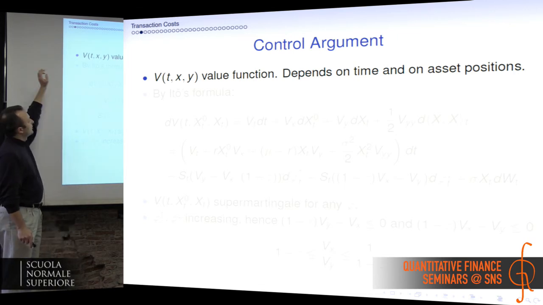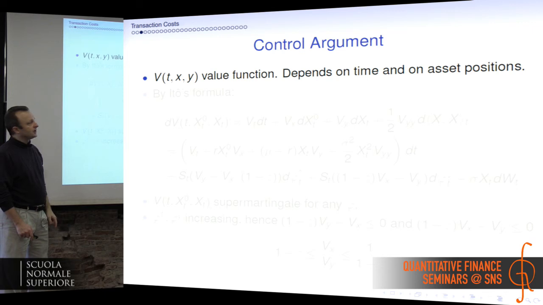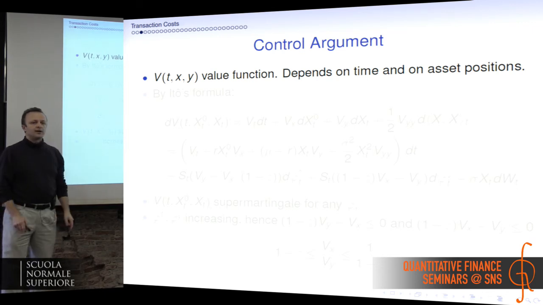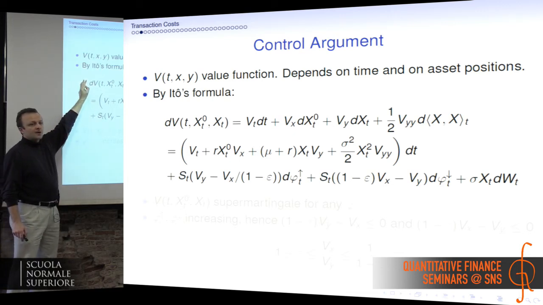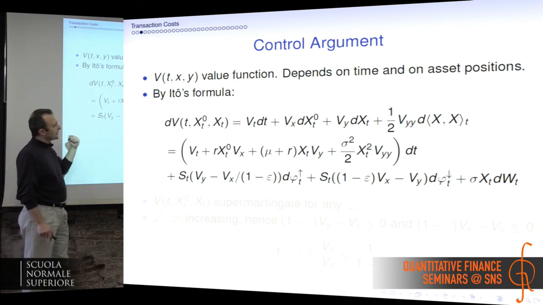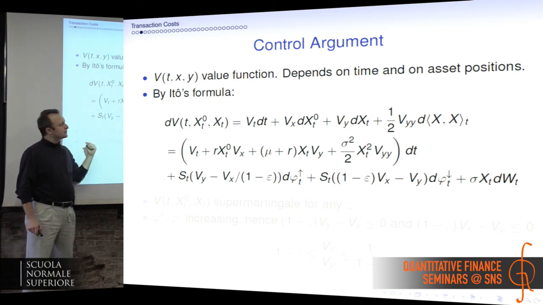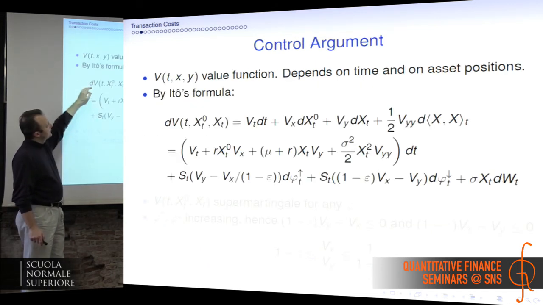I'm going to call X the amount of money you have in cash at time t, and Y the amount of money you have in stock at time t. So when you look at Ito's formula for this candidate value function in conjunction with the self-financing conditions we have written here, what you're getting is this expression.